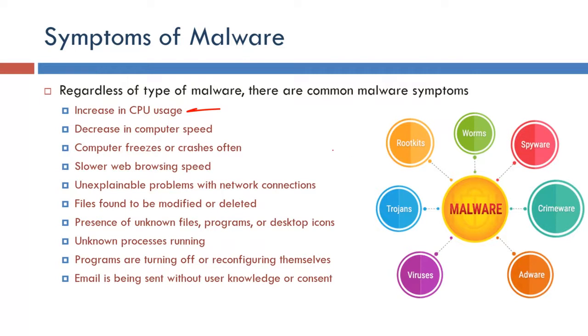So basically, what we're going to talk about are the symptoms of malware. These are the kind of behaviors that you would expect when you have malware on your computer. The first one is increased CPU usage. You feel that the fan is working overtime, or when you look at the processes on your computer, you notice that the CPU percentage is very high without any significant programs running. So this is a problem.